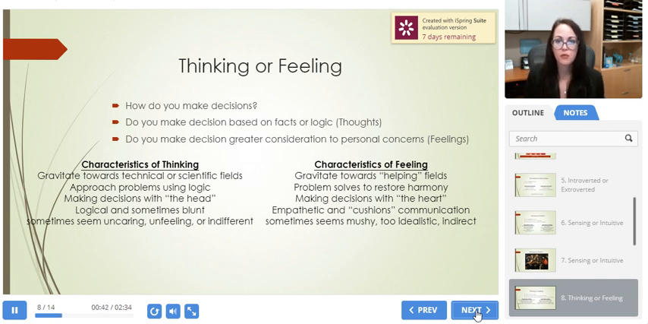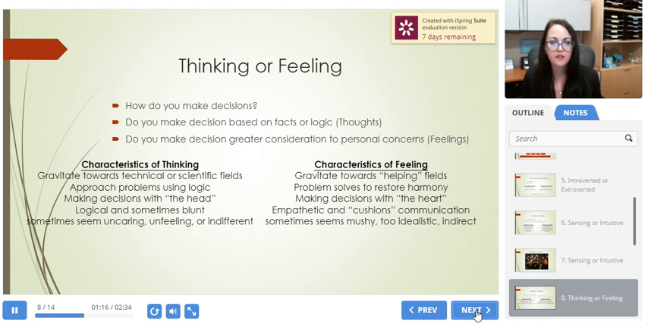So characteristics of people who are more thinking: they tend to gravitate towards technical or scientific fields or even areas of research. They often problem solve using logic. They tend to make decisions using their head. And in communication, they're very logical, but that can come off as being very blunt, which can be helpful, but can be unhelpful when you need to consider other people's feelings and communicate in a more sensitive manner. And because of that, they might come off as being uncaring, unfeeling, or indifferent.